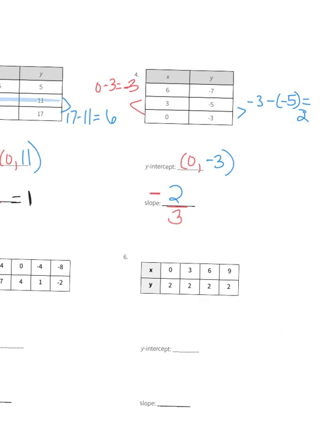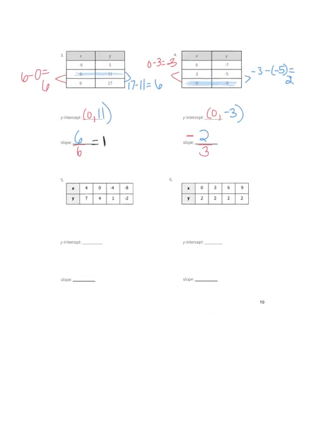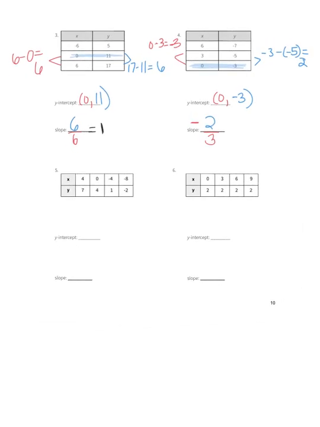Now we're going to go ahead and look at this one. My first step to find my y-intercept is to find the point where x is 0. So I found that point, so my y-intercept is 0, negative 3. Then I find the change in y, negative 3 minus negative 5 is a positive 2. Then 0 minus 3 is a negative 3, so my slope is negative 2/3. All right, make sure you have the correct information in your notes. And now we're going to move on to these last two problems. I will do one and then you guys will do the other.